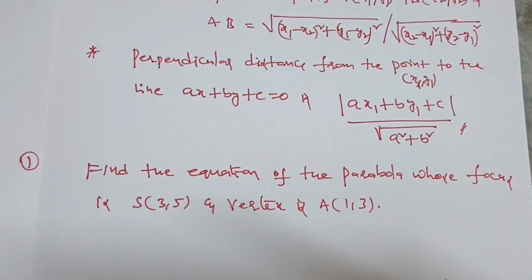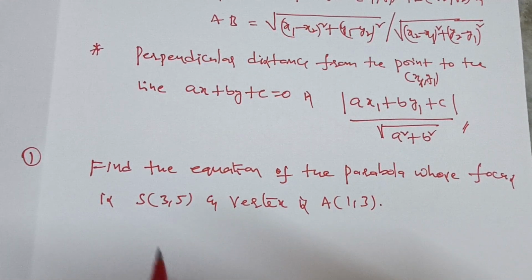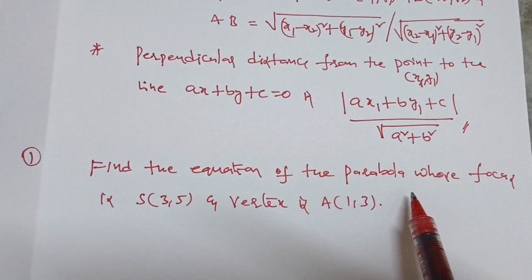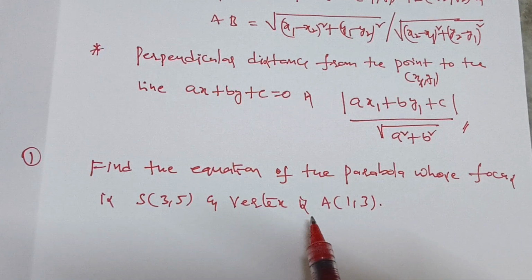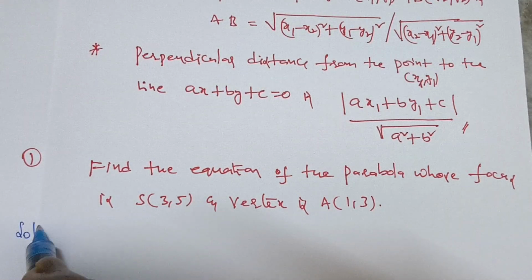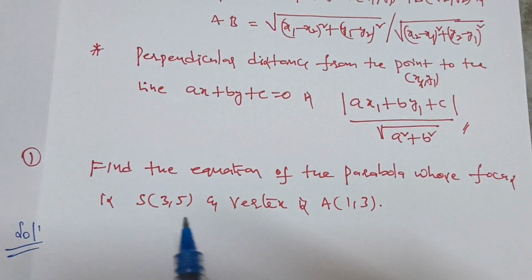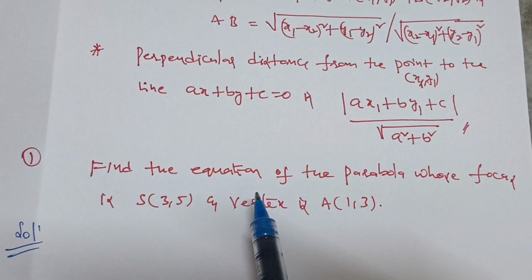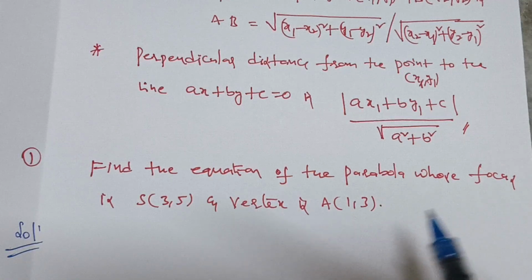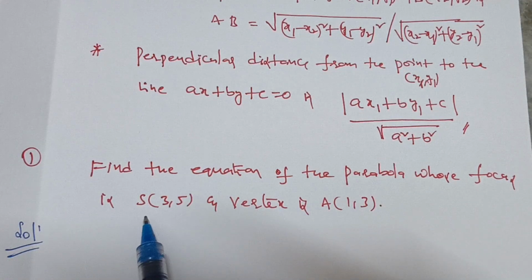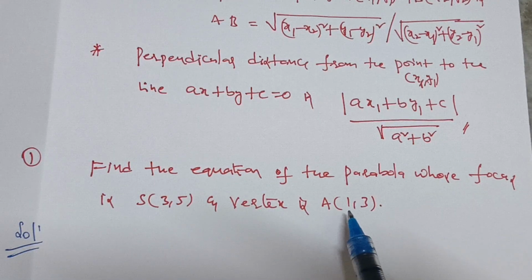Now look at the first problem on model 2. Find the equation of the parabola whose focus is S(3, 5) and vertex is A(1, 3). Solution. The question says we need to find the equation of the parabola here. The given information is focus S(3, 5) and the vertex A(1, 3).